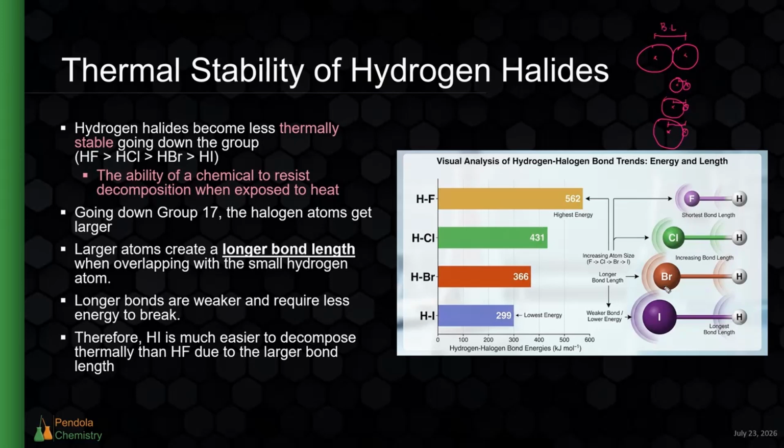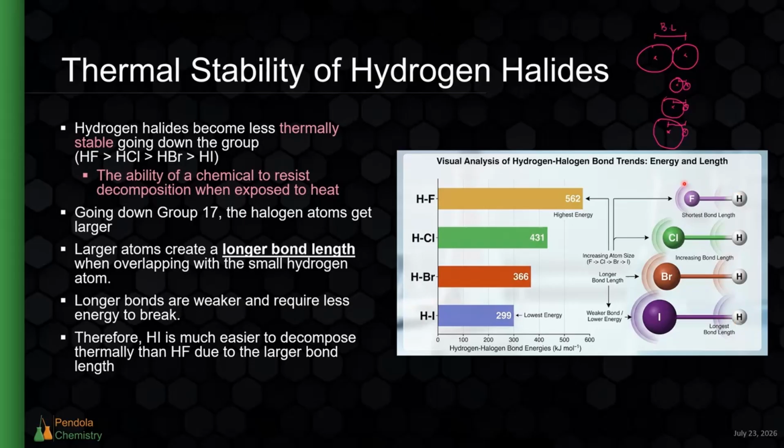As we move from fluorine to chlorine to bromine to iodine, which are larger and larger in size, the bond length gets larger and larger. Longer bonds, because the overlap between the orbitals is smaller, are going to be weaker and require less energy to break. As we go from fluorine to iodine, as the bonds get longer, their bond energy gets smaller. So the bond energy for hydrogen and fluorine is 562 kilojoules per mole, which is much larger than the one for iodine, which has a lower bond energy of 299 kilojoules per mole.